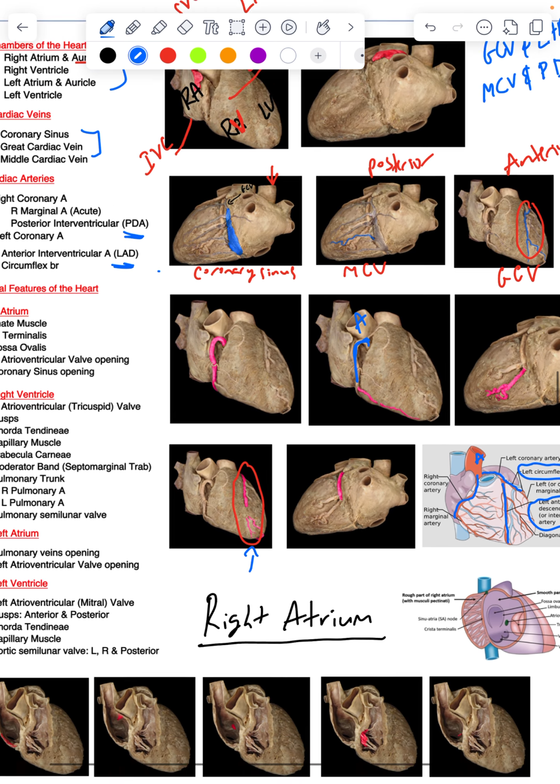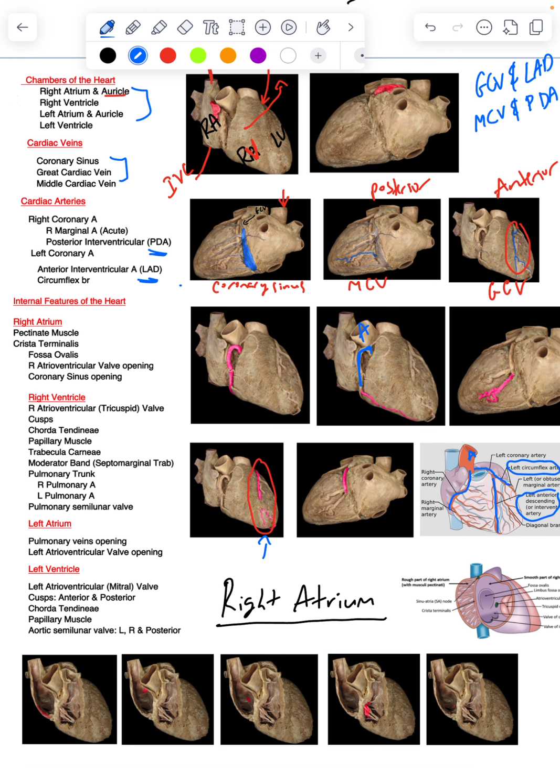Your right coronary artery is going to give the right marginal, and then when it goes back around the heart, it's going to give you your posterior interventricular artery, or PDA. So she hasn't broken down here, but right coronary artery will give right marginal and PDA. Left coronary will give LAD and circumflex.